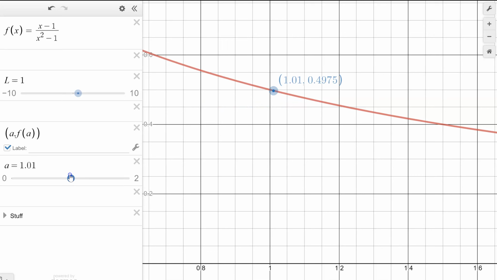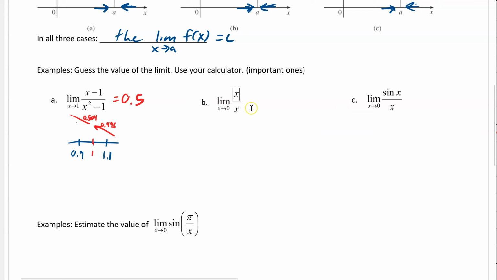It just jumps. You see it jump right there. So a little bit to the right, it's 0.51. A little bit left, it's 0.49. We know it's 0.5. It's a half. So that's what we want to do with each of these. We're going to plug them in our calculator, and we're going to take a look at them.